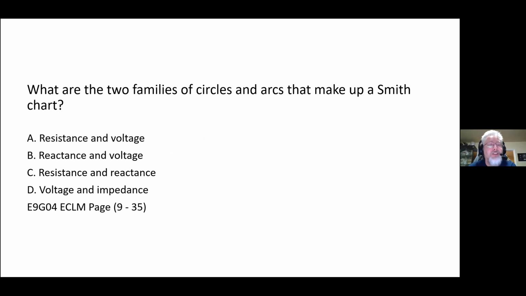What are the two families of circles and arcs that make up a Smith chart? A, resistance and voltage. B, reactance and voltage. C, resistance and reactance. Or D, voltage and impedance. Charlie. Charlie is correct. Resistance and reactance.